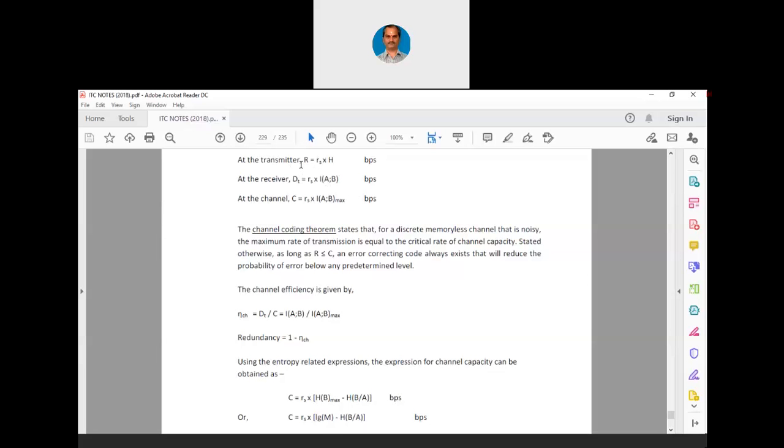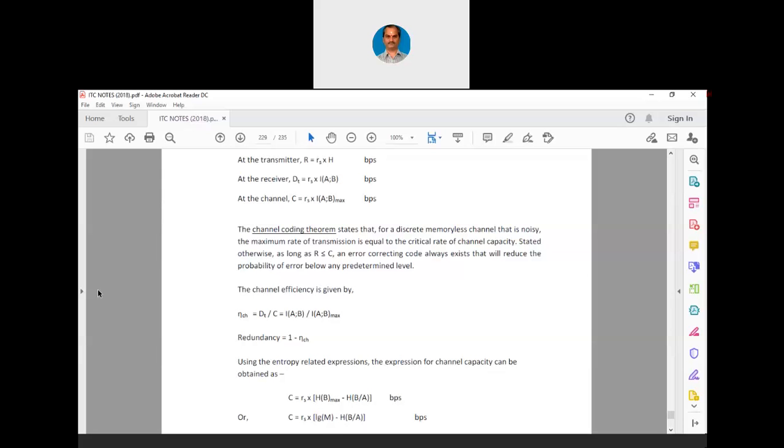So at the receiver, whatever is the mutual information received from the transmitter, that itself is meaningful. Even if there are other bits that are received by the receiver, they are not part of the information that was transmitted from the source. All those bits are part of noise only.